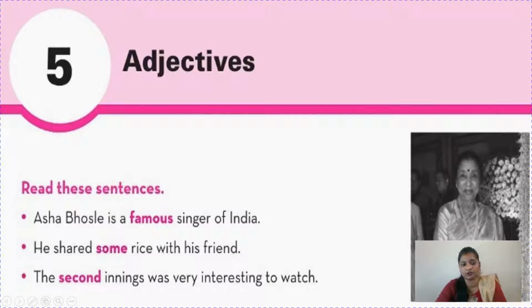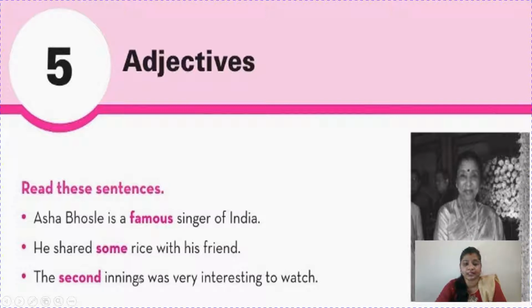Now, he shared some rice with his friend. Children, see here, he is a pronoun and friend is a common noun here. But one more noun we can find here, rice. And which word is modifying this noun? Some. So some will become an adjective. See children, we cannot count rice. It is an uncountable noun. We can only measure it. So some is an adjective of quantity. I will explain all the parts in the next slide.